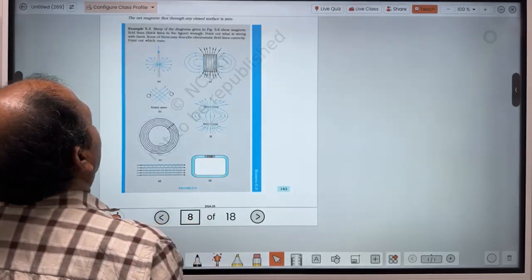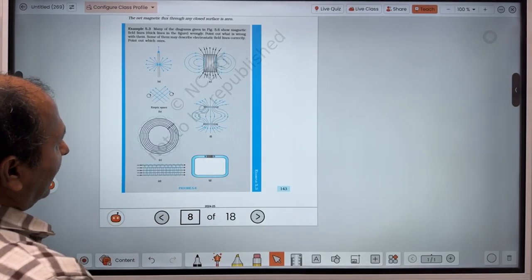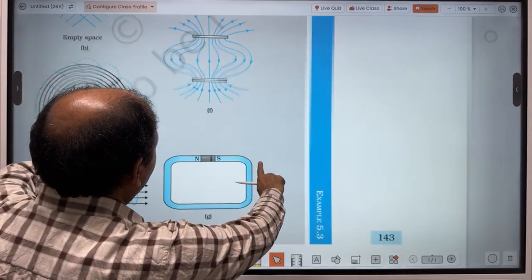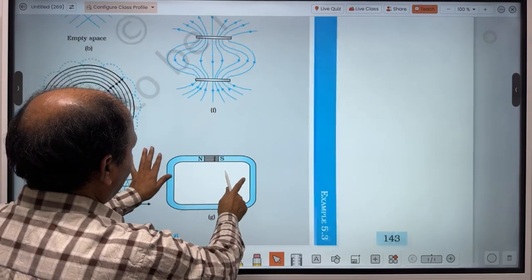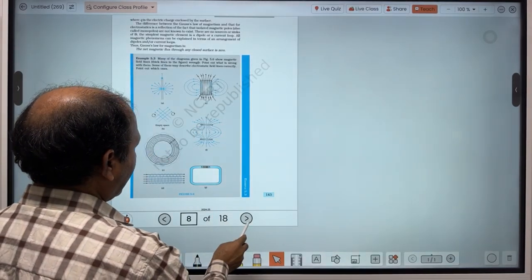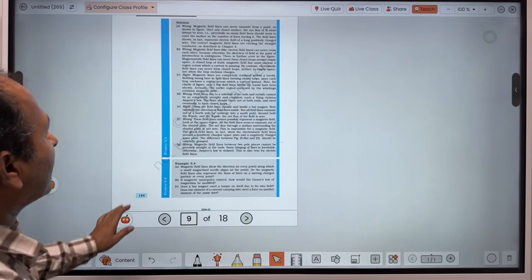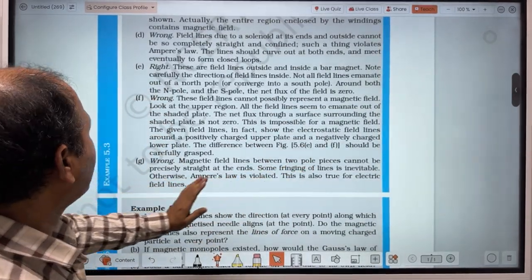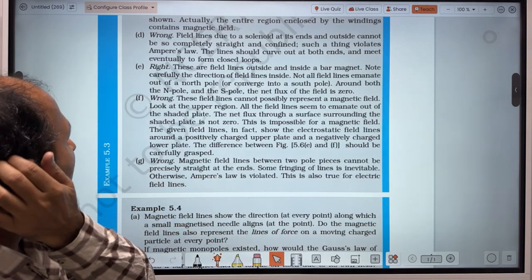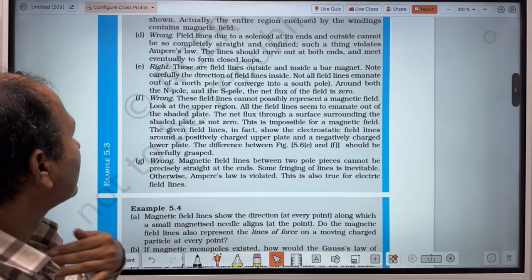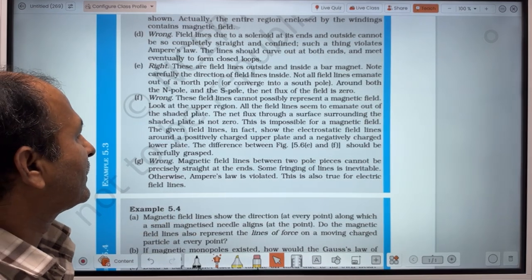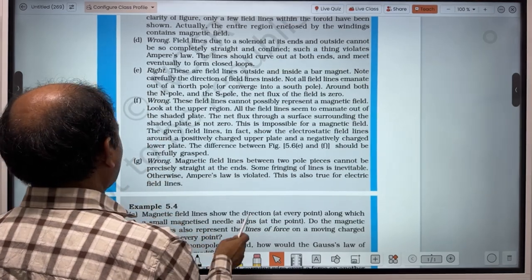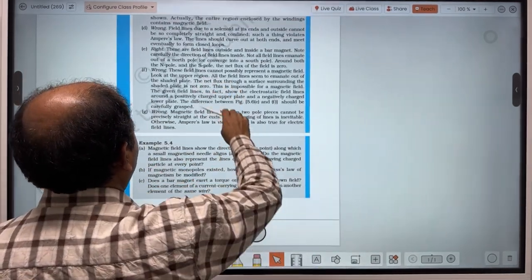in the last diagram, what do you observe? What is happening? Here N and S are shown and here the field lines are shown. If you observe it carefully, here these are the field lines, right? And then what is happening? What is wrong here? Magnetic field lines between two pole pieces cannot be precisely straight at the ends. Some fringing of the lines is inevitable, otherwise Ampere's law is violated. This is also true for electric field lines. So here the field lines are shown completely straight, and that is not possible.